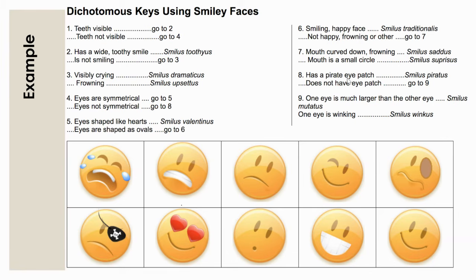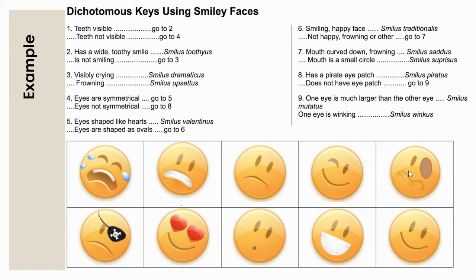Does he have a pirate eye patch? No, he does not have a pirate eye patch. So I need to go to number 9. Number 9: one eye is much larger than the other. Yes. This eye is way bigger than that eye. So we're going to call him Smilus matutus, and that's the name of this one. Hopefully you see from that how to use a dichotomous key.